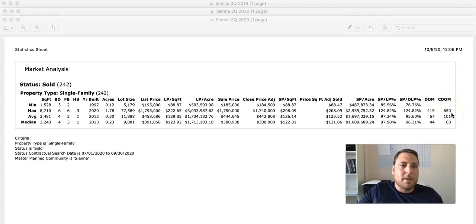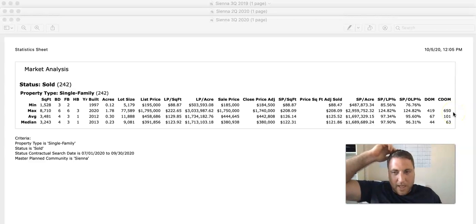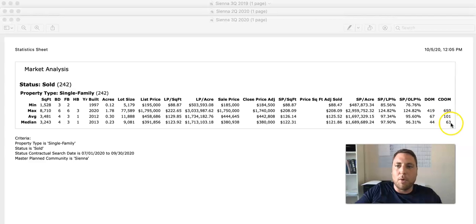And I'm going to use averages for everything except complete days on market, where the average gets skewed up a little bit by homes that, for this one, for example, took almost 2 years to sell. And that's going to bring the average up. So the median's a more relevant number to use, I think. So we'll just use that.